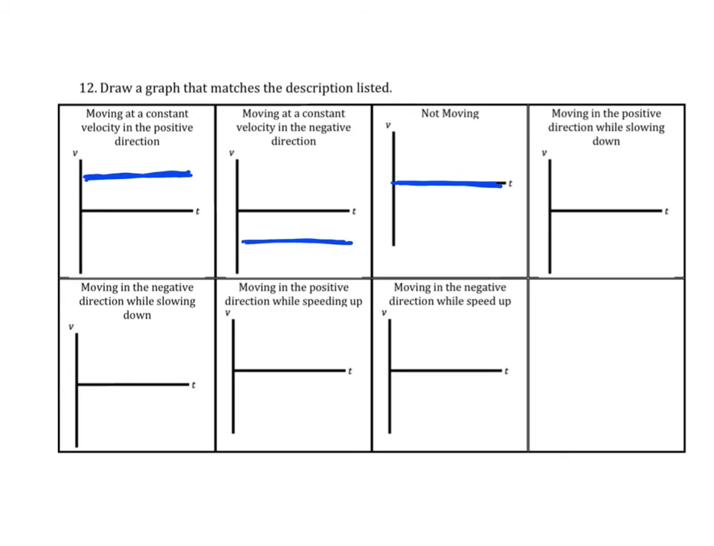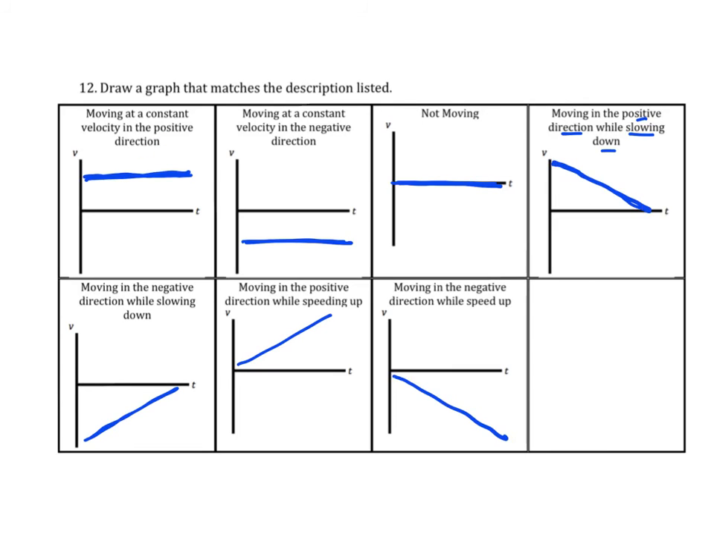This is where it can get tricky for people. We want positive direction, so that means we're above the x-axis, and we're slowing down, so we want to go towards the x-axis. So we want to approach 0 in the positive half of the graph. If we're moving in the negative direction while slowing down, we want to be below the x-axis, but still approach 0. If we're moving in the positive direction while speeding up, we want to be above the x-axis and go away from 0. And if we're in the negative direction speeding up, we're going to be below the x-axis and speed up that way.